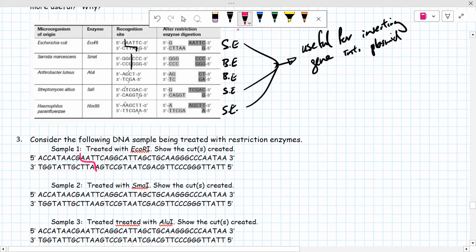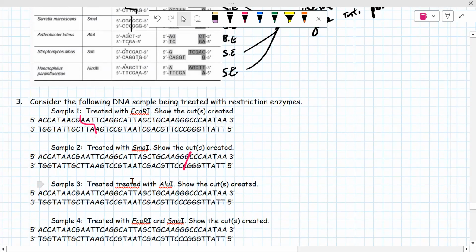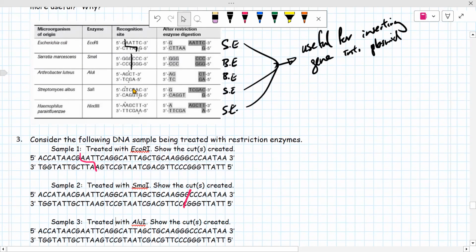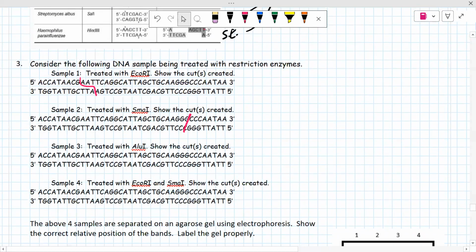And then we have SmaI. Look at SmaI, it is GGGCCC. So we look for GGGCCC. It's right here. There is the cut, and that's the only cut. This time it's a blunt end. Sample 3, treated with AluI. AluI is AGCT. So we look for AGCT.